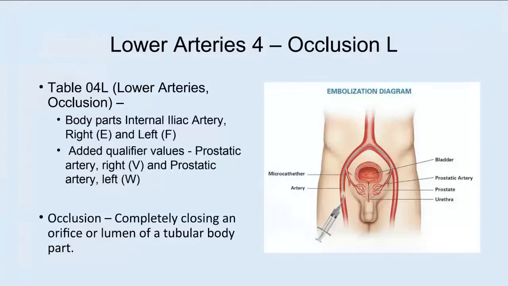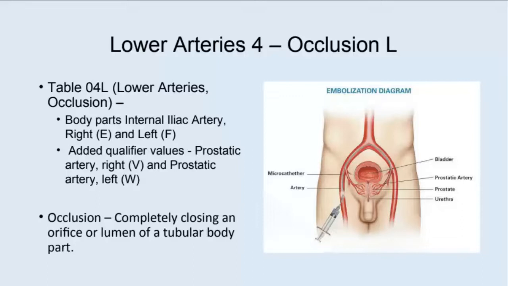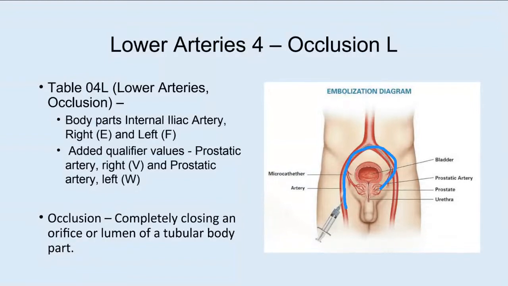Okay, let's look at lower arteries section, occlusion. So qualifier values were added to the table for lower arteries, root operation occlusion. Body part values for right and left internal iliac artery, qualifier values for right and left prostatic artery. The catheter is inserted into the iliac artery and moved into the prostatic artery. So remember, occlusion is completely closing an orifice or lumen of a tubular body part. So this is completely closing it. So this is iliac artery, right and left. The qualifier values prostatic artery, right and left. So they added the prostatic artery.